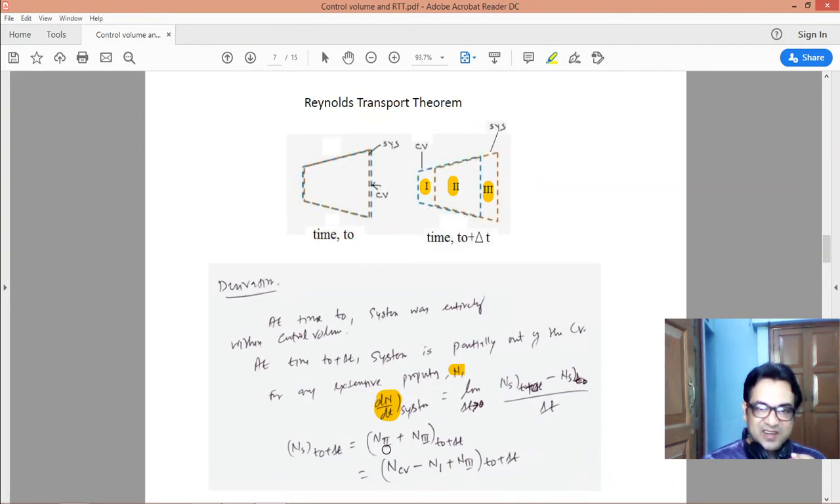So what is N2? N2 I can find out if I subtract from the control volume. If you subtract the region 1 from the control volume, then you will get the region 2. So N2 I can find out as N for the control volume minus N for region 1 plus N for region 3 at t naught plus delta t. You understand? I think all of you understand this.